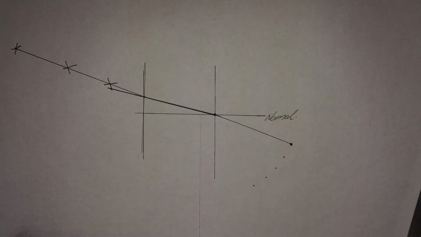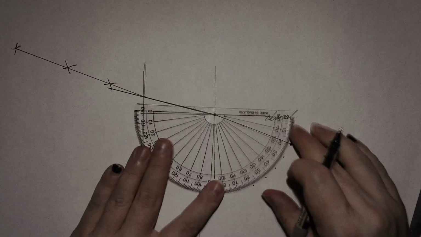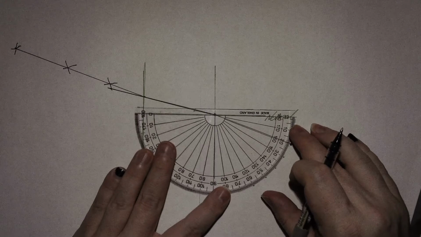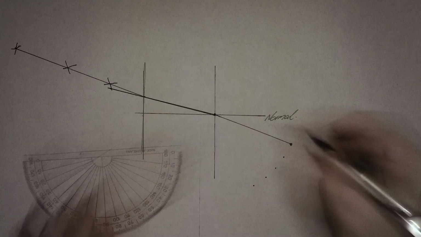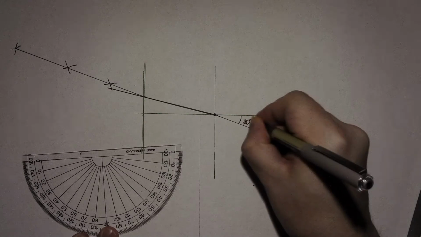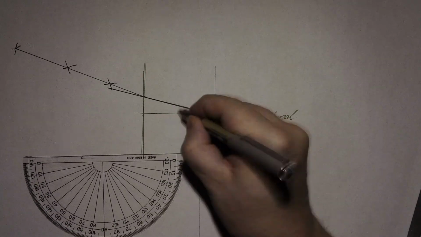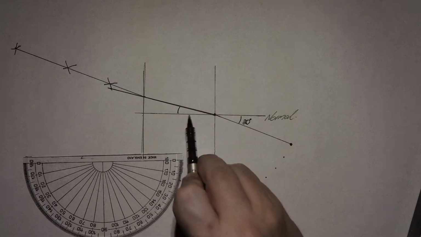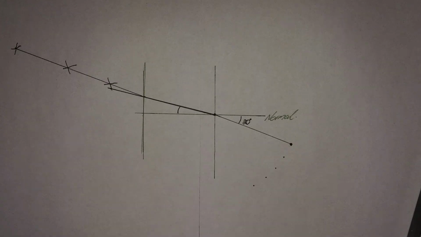Okay, so now I need to measure some angles. So I knew that that angle here was 20, so that angle there is 20 degrees. I can already see that this angle here is smaller than this angle. So let's quickly measure that.